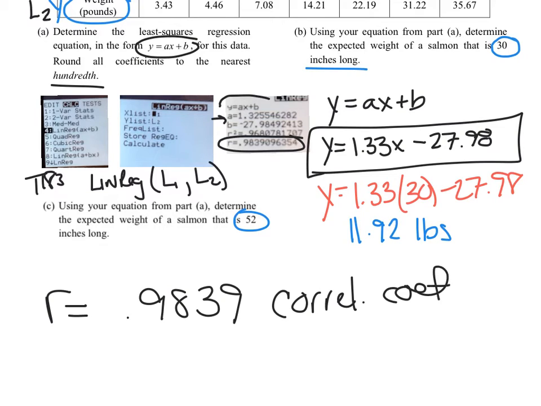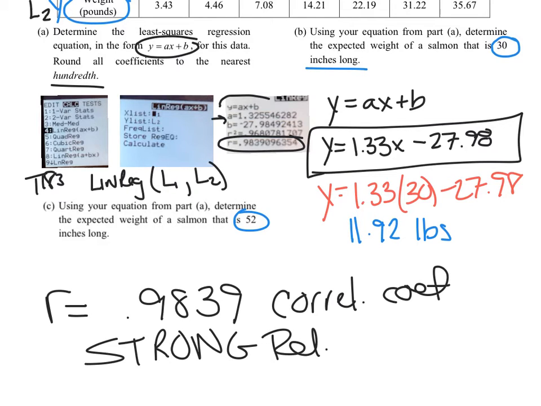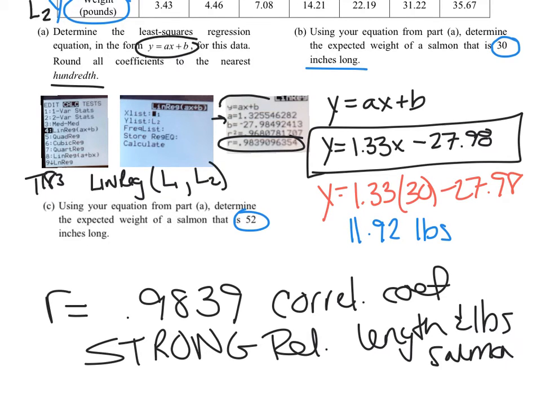What is this telling me? Well, there is a strong relationship between the length and the number of pounds a salmon weighs. Okay, and it is a positive strong relationship. We can add that word in there because this is a positive number. So the slope should be very close, or the scatter plot should be going up.